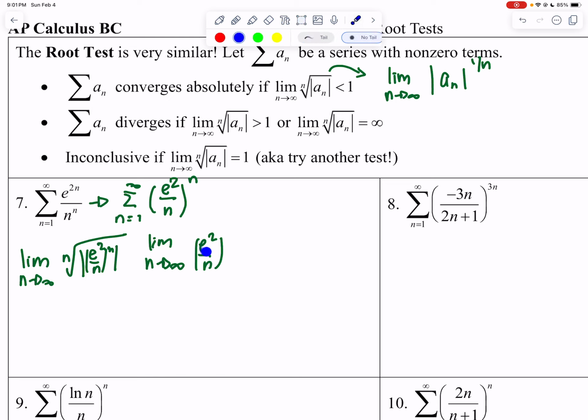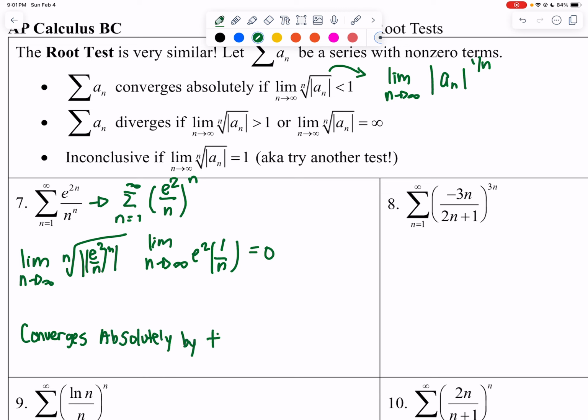Remember that e squared is just a coefficient. So now this essentially is going to be e squared times 1 over n. And as n approaches infinity, 1 over n will approach 0. So now I have e squared times 0, which is just going to be 0. Since 0 is less than 1, this tells me that my series right here will converge absolutely by the root test. Yay.